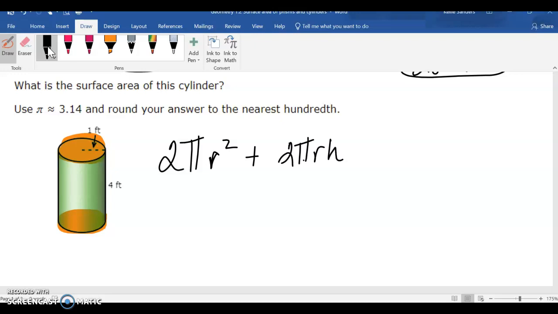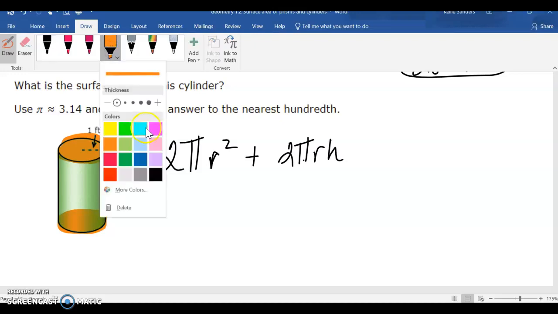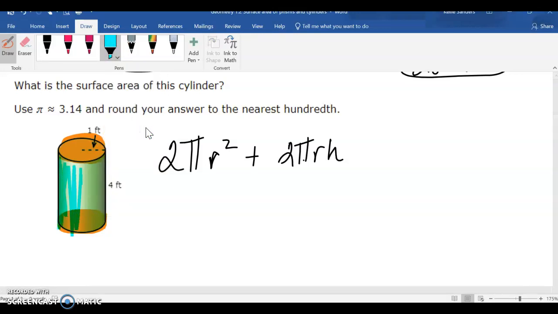And what that is, it's the surface area of this side. 2 pi r is the circumference of the circle, which would be the length of it, and then times height would be finding the area of the sides. So that's what we're going to do.